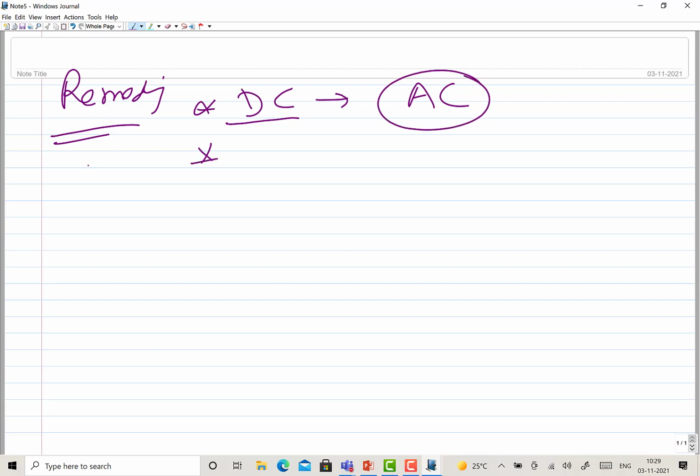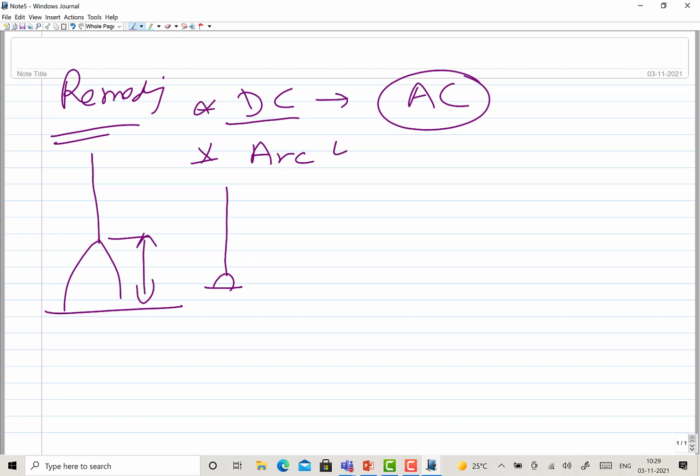The second thing that we can do is this: the arc blow effect is more dominant when the arc length is more. So if the arc length is reduced, then the extent of deflection is reduced. So the next aspect is reducing the arc length. Once the arc length is reduced, the extent of deflection of the arc is reduced.